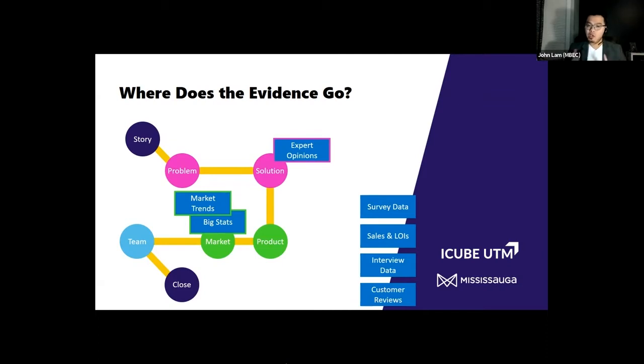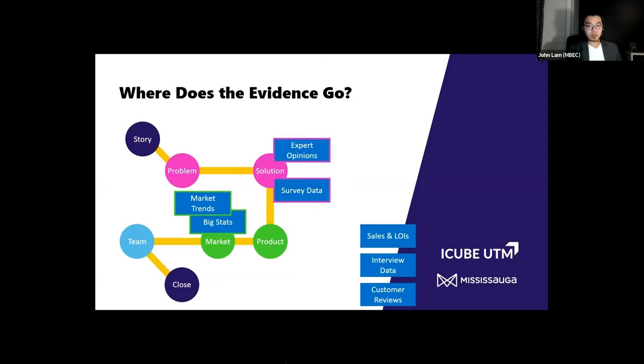All right, so I put expert opinions here to support the efficacy of your solution and its fit and suitability for the problem that you've identified with the particular customers that you've identified. So I think most of you got it here. Survey data. Where would survey data go? So survey data goes in solution.